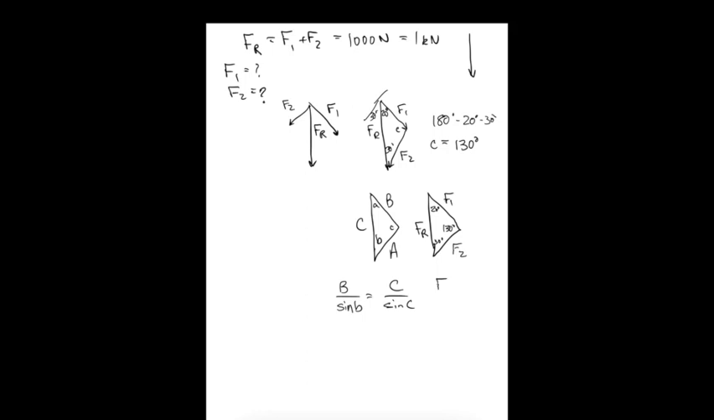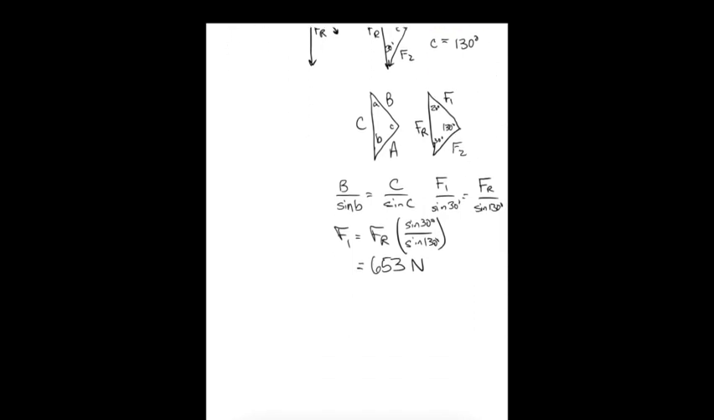B is F1, so F1 over the sine of 30 is equal to FR over the sine of 130. And we solve for F1. We know the value of FR is 1,000 newtons, and when we put that in, we find that F1 is equal to 653 newtons.